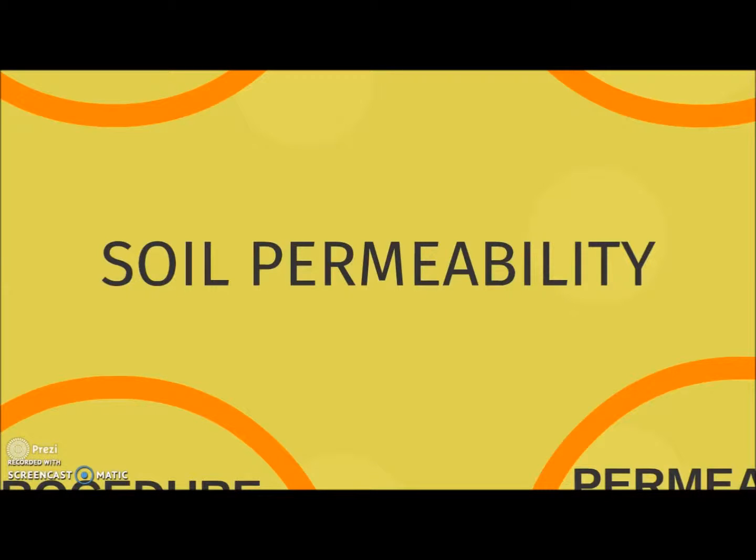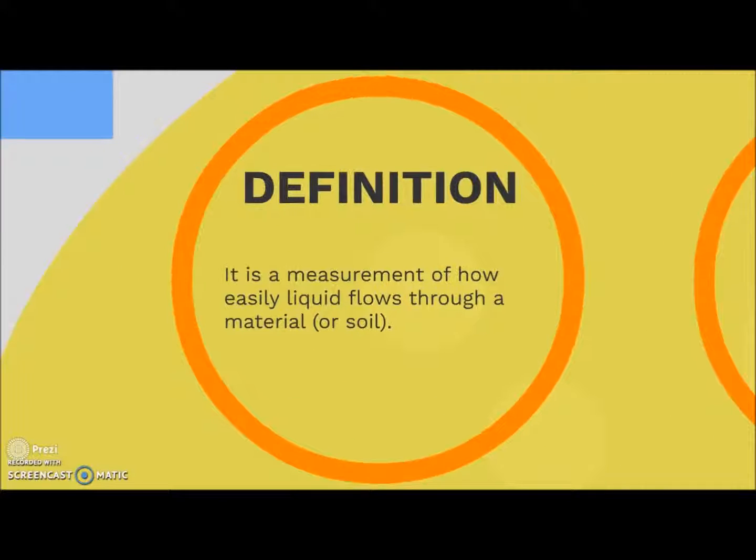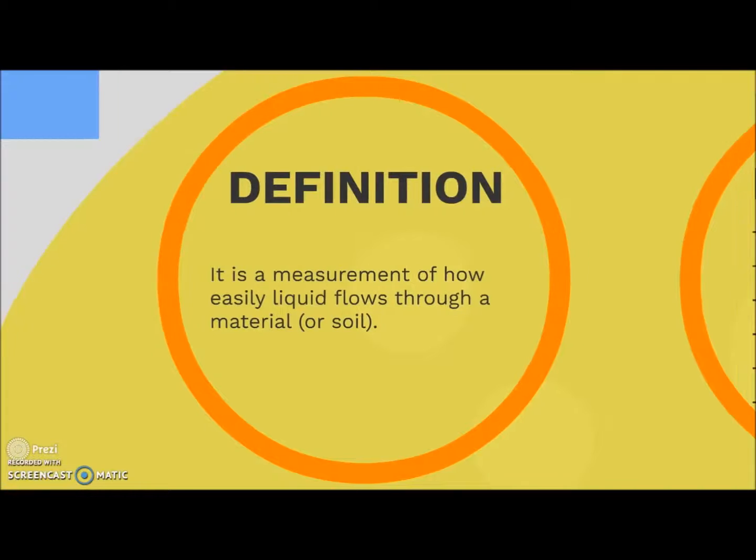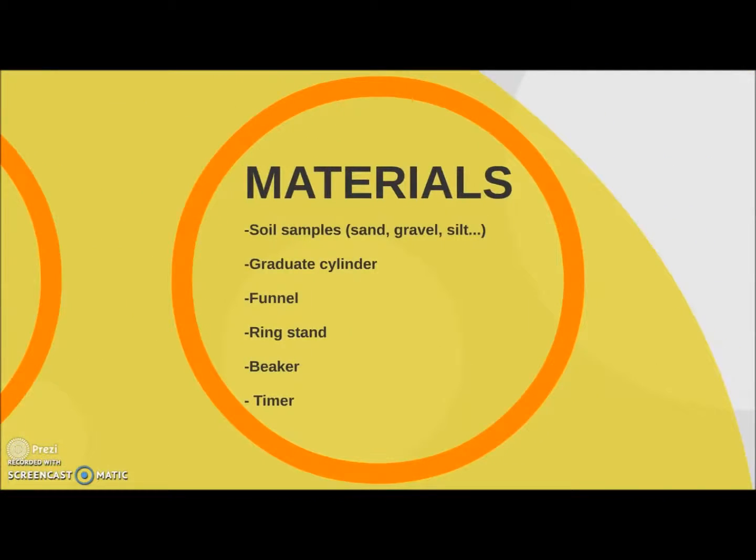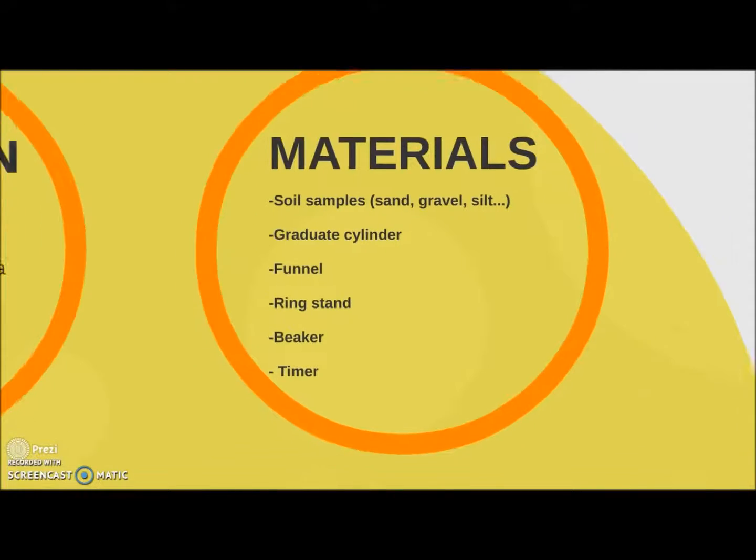Soil permeability. Permeability is a measurement of how easily liquid flows through a material or soil. Materials. Soil sample, graduated cylinder, funnel, ring stand, beaker, and timer.